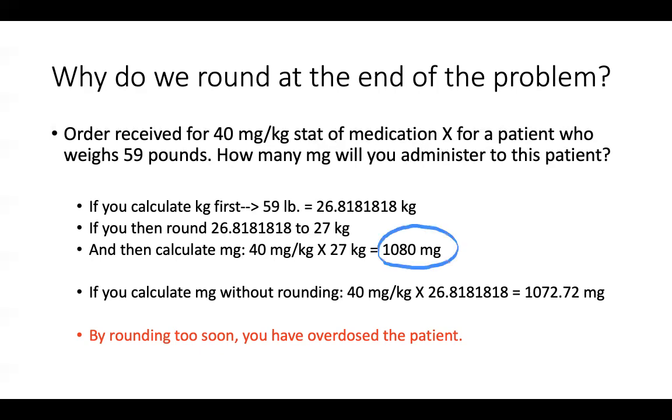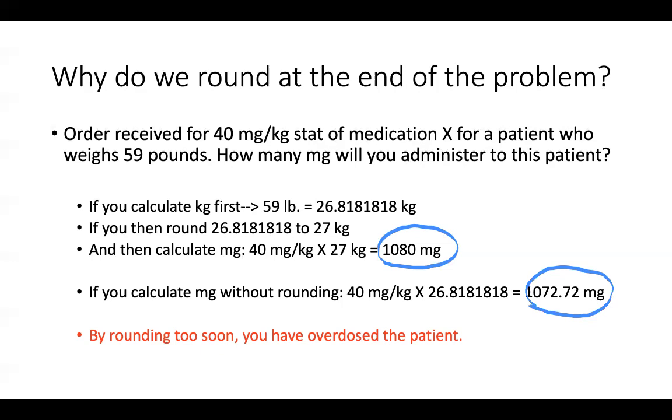Okay. However, if we calculate without rounding, here you see 40 milligrams per kilogram times 26.8181818, we get 1,072.72 milligrams. Okay, so that's a pretty big difference. So we want to make sure that we are not rounding until the very end of the problem. Okay, so does that point 8 or whatever milligrams really have an impact? Well, you don't really know that, and that's not for us to decide. So we want to make sure that we're providing the safest and most accurate care. So again, don't solve for kilograms separately, and don't round until the end of the problem.